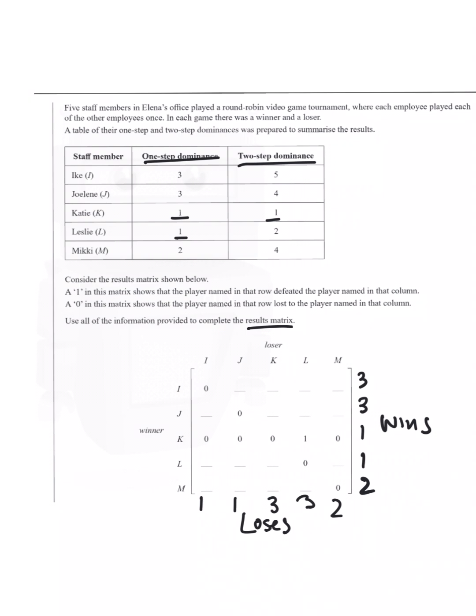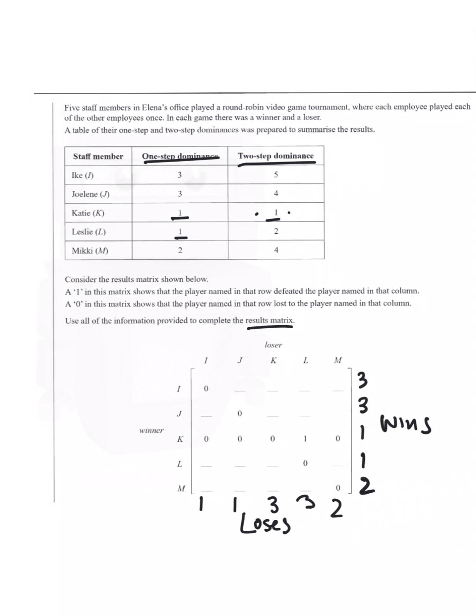Essentially, the 1-step means how many they've beaten, and then of the people they've beaten, how many people those people have beaten. Sorry if I haven't explained that very well. Katie beat 1 person, and that person she beat should have only beaten 1 person in total. So that means that Katie had to have beaten Leslie, which we've already gotten there.